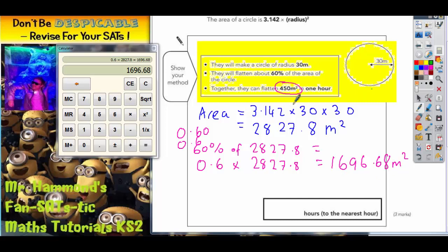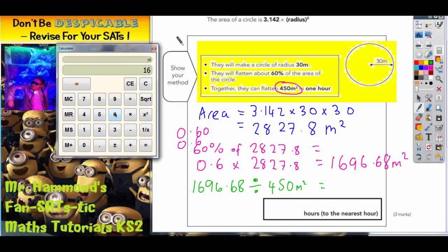So we need to see how many lots of 450 go into this 1,696. So that's going to be a divide. So it's 1,696.68. Notice I'm using the full number. I can't round this number yet, because you should never ever round halfway through a question, and we're not at the end of the question yet. So it's 1,696.68 divided by 450 meters squared. Again, let's pop that into the calculator.